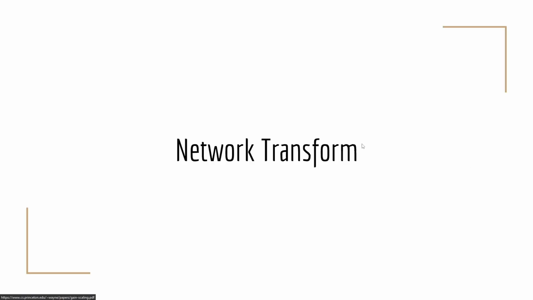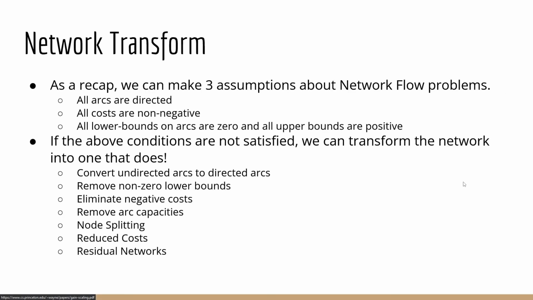For our last section today, we will be talking about network transformations. As a recap, we can make 3 assumptions about network flow problems. First, all the arcs are directed. Second, all costs are non-negative. And lastly, all lower bounds on arcs are 0 and all upper bounds are positive. If the above conditions are not satisfied, we can then transform the network into one that does. Here are the brief steps to do so.